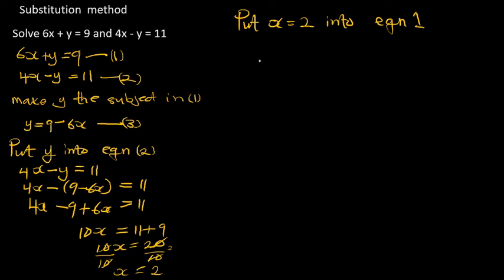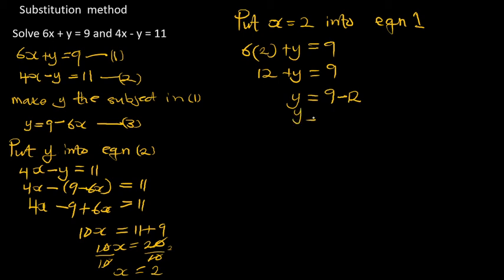Alright, so 6, and then our x is equal to 2, so 6 times 2 plus y equals 9. 6 times 2 is going to give us 12 plus y equals 9. Alright, y we want to make the subject, so we keep y at the left, and then the 12 we'll bring here, 9 minus 12, so our y is going to be 3.